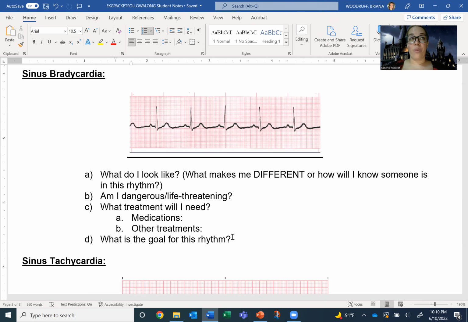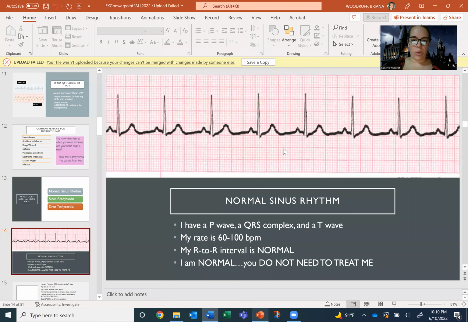Is it dangerous or life-threatening? Sometimes it's going to be yes and no. Sometimes it is, sometimes it isn't. We don't go deep into medications at this level. You do that more at the complex level. But you're going to need to know some general treatments, or what's the overall goal? What are we trying to achieve for this patient? So let's get back in here.